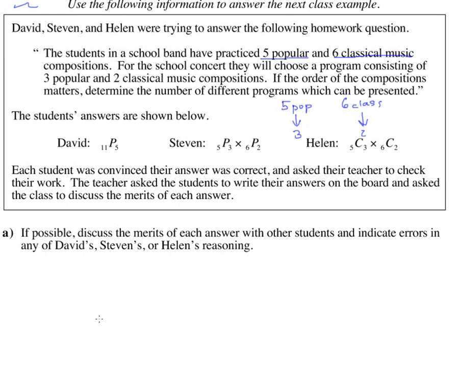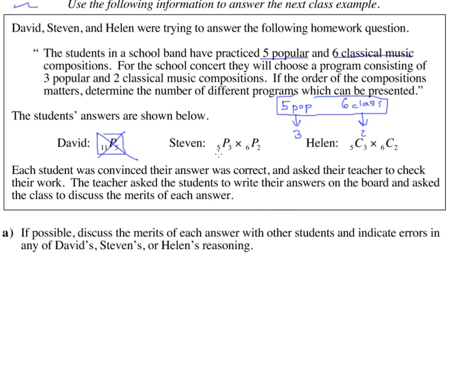11P5 just says that there are 11 songs, which is true, and we have to play 5 of them, which is true. What this doesn't do is guarantee that you'll get 3 pop and 2 classical. With David's answer, because you just said play 5 songs, you could end up with 5 pop songs and no classical, or no pop and 5 classical, or anything like that. So David lumped them all together and ignored the popular versus classical distinction, so no good there.